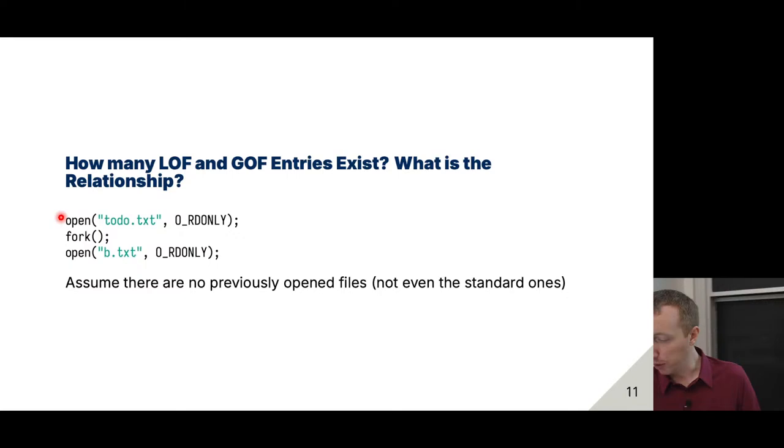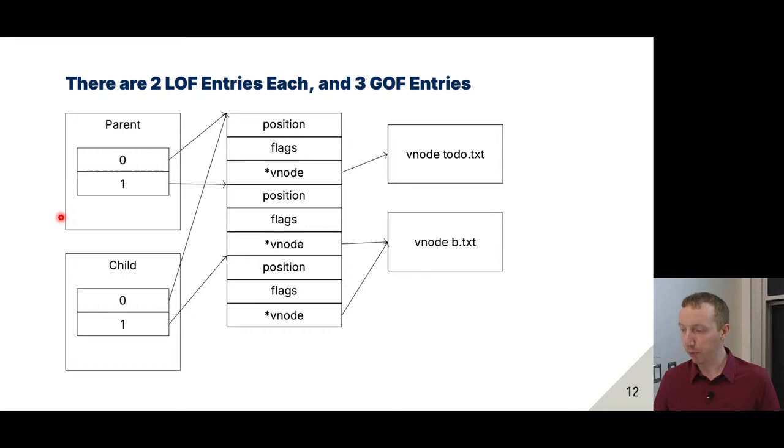So each process has two entries in it. The parent process would have file descriptor 0 that would point to a global open file table entry that would have a position, flags, and vnode. That vnode would point to do.txt. And then after the fork, the child is going to look exactly the same. So it would have file descriptor 0, which points to the exact same entry.